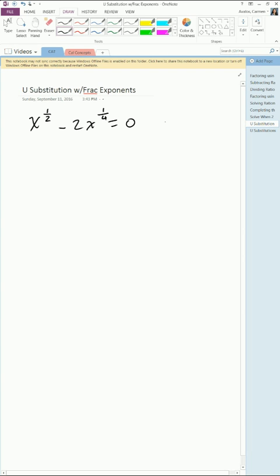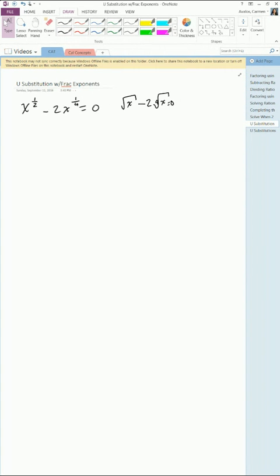x minus 2 times the 4th root of x is equal to 0. So that is another option that could have happened. That doesn't look very clear, so let me rewrite that: x minus 2 times the 4th root of x equals 0. These two equations are exactly the same. You need to know that you can change one to the other.